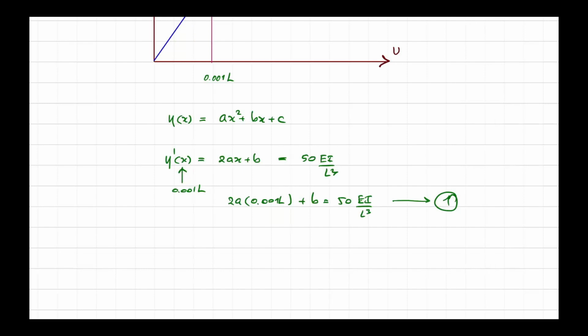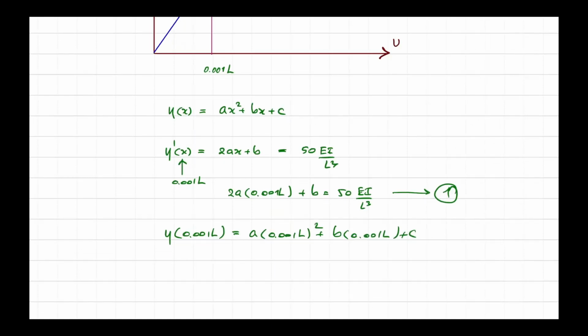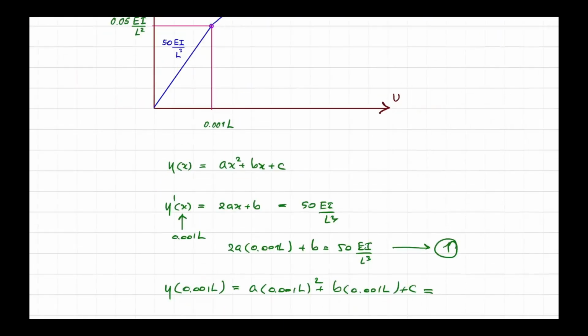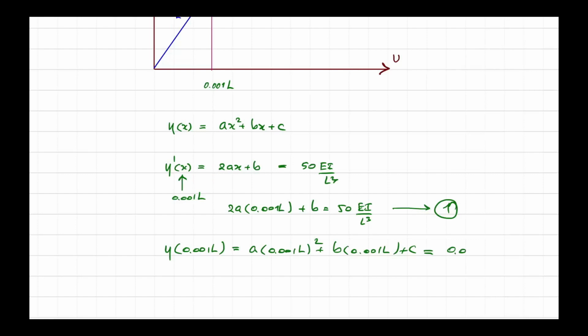Second equation, y evaluated at 0.001 L is equal to a times (0.001 L) squared plus b times 0.001 L plus c equal to 0.05 EI over L square. Equation number 2.